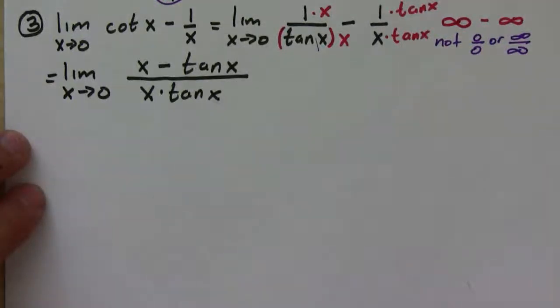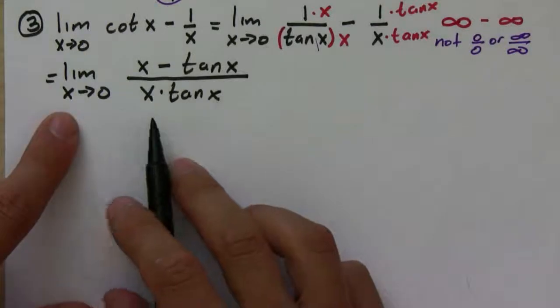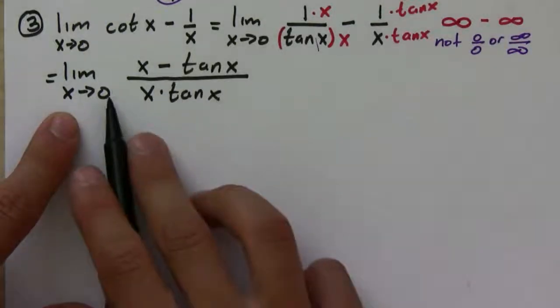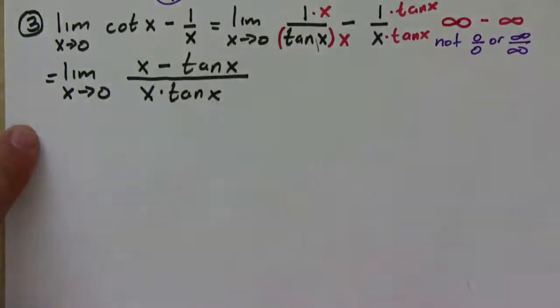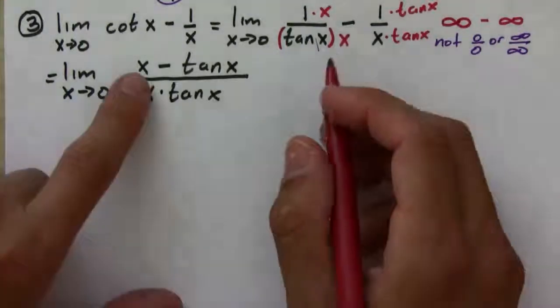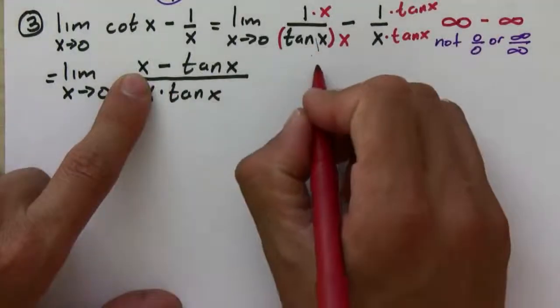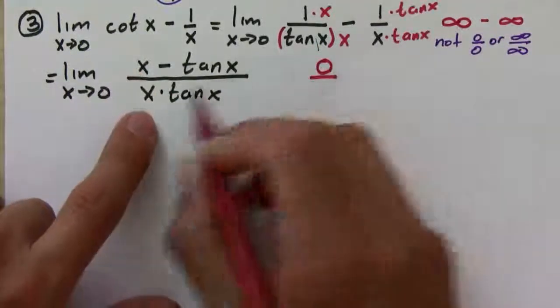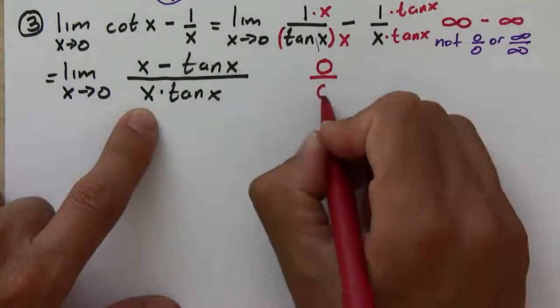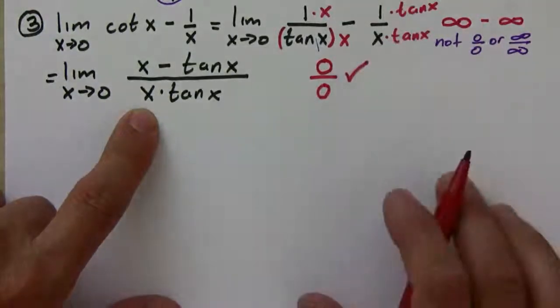Okay, so now notice that if I plug in 0, what I'm going to get is 0 minus 0, so this guy is 0 over 0 times 0, which is 0 over 0. So then now I can use L'Hopital's rule.